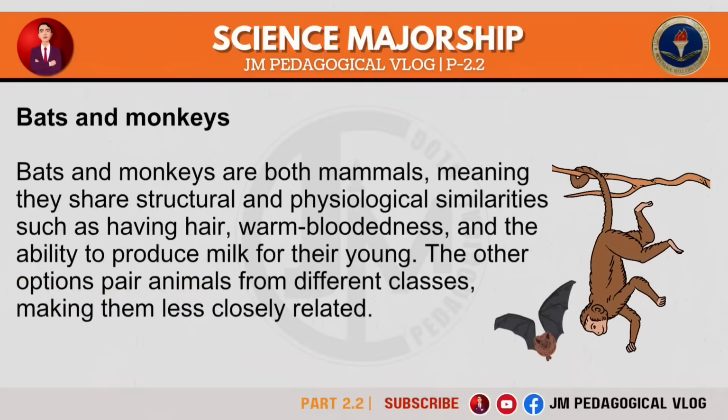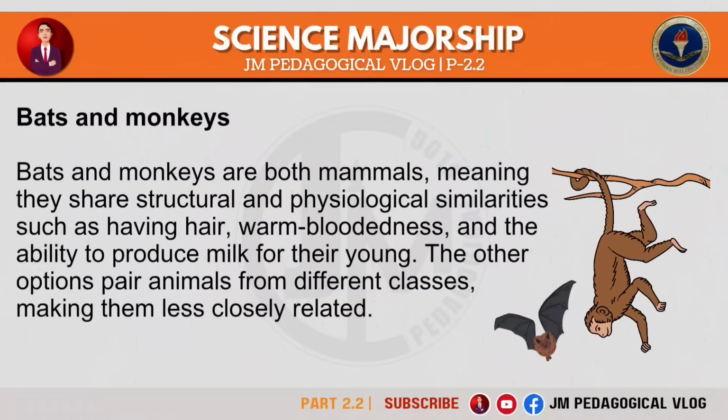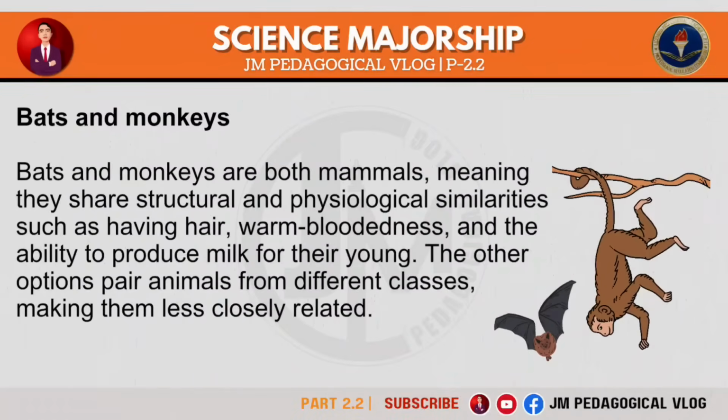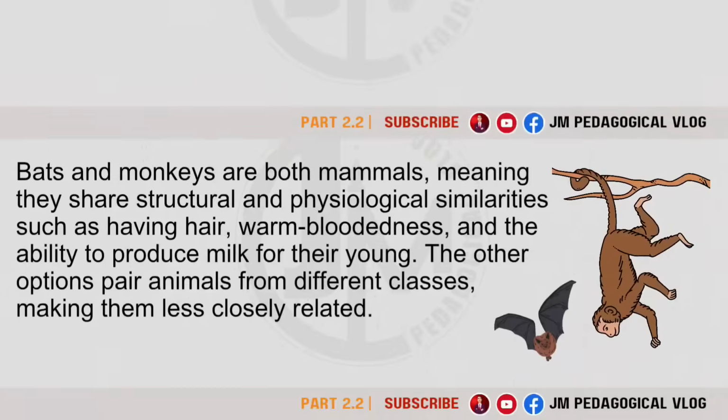Bats and monkeys are both mammals, meaning they share structural and physiological similarities such as having hair, warm-bloodedness, and the ability to produce milk for their young. The other options pair animals from different classes, making them less closely related.